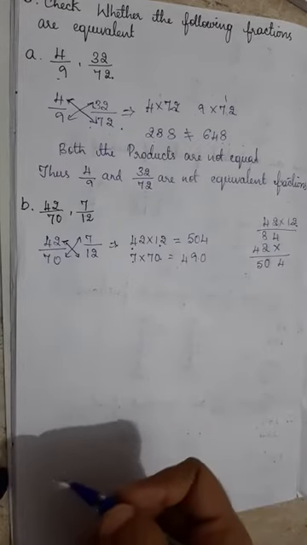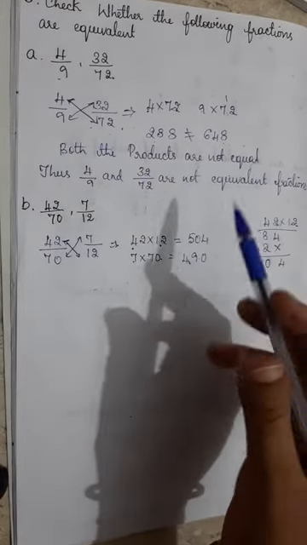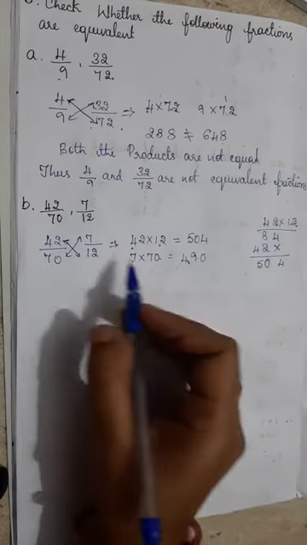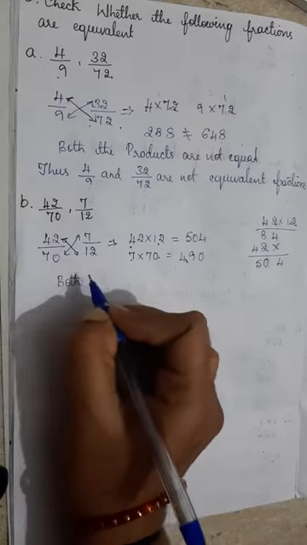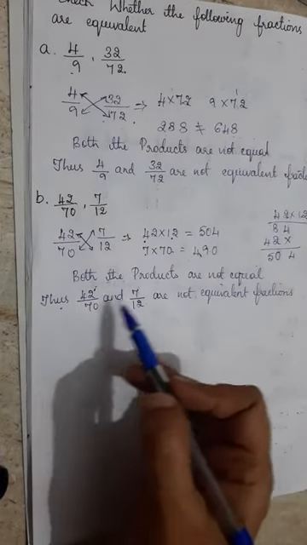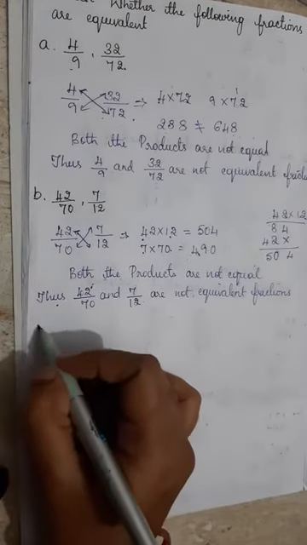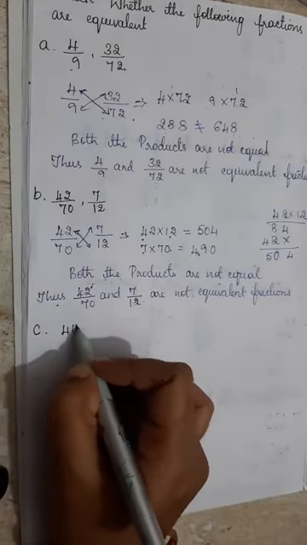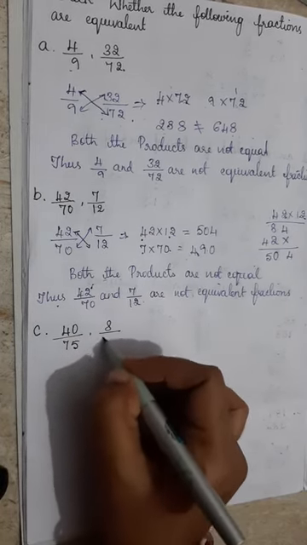Are these products equal? No. If both products are not equal, what is understood? That means they are not equivalent fractions, right? You can write here: as both the products are not equal, they are not equivalent fractions. Clear? One more. C1, 40 by 75, then 8 by 15.